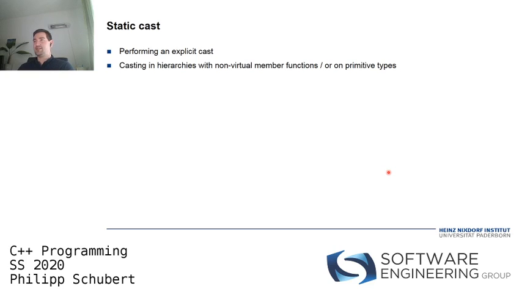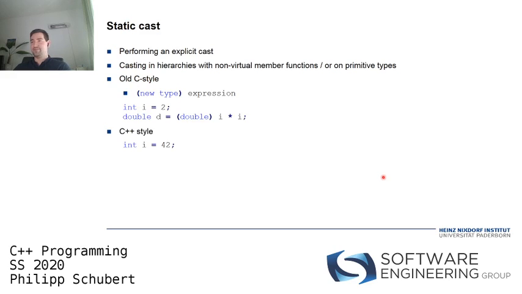You can cast, for example, in type hierarchies where you don't have virtual member functions. You can also use the static cast if you wish to perform some type conversions between primitive types. That's also perfectly fine. And this is more or less the equivalent to the plain old C style cast. But rather you should now use the static cast here.